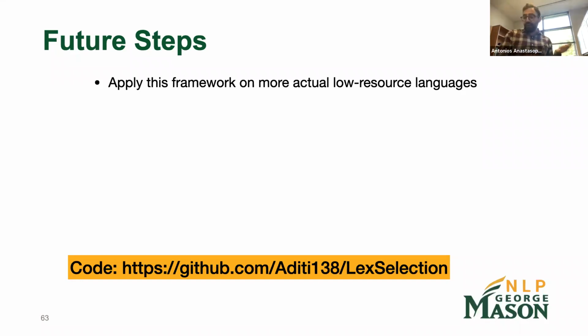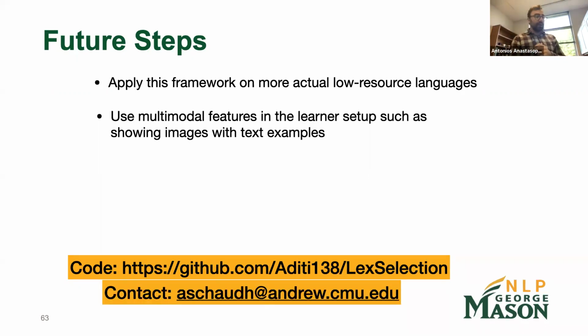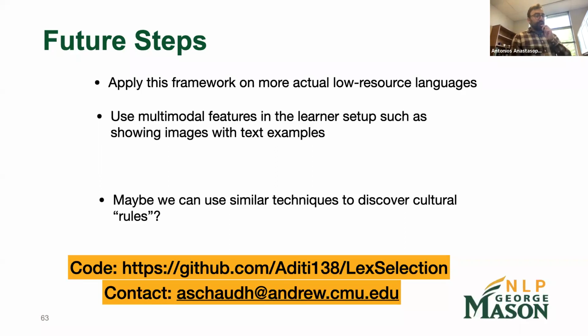And David Mortensen, one of our co-authors, is working with Wong on another language. Another idea is to use multimodal features. For example, show images, because these are also much easier for humans to extract patterns from. I'm guessing you saw this in the example that I showed you with the wall and pared and muro. There's also this idea that maybe we could use similar techniques to discover cultural rules somehow. That's kind of fuzzy, but this is something I've started thinking about.